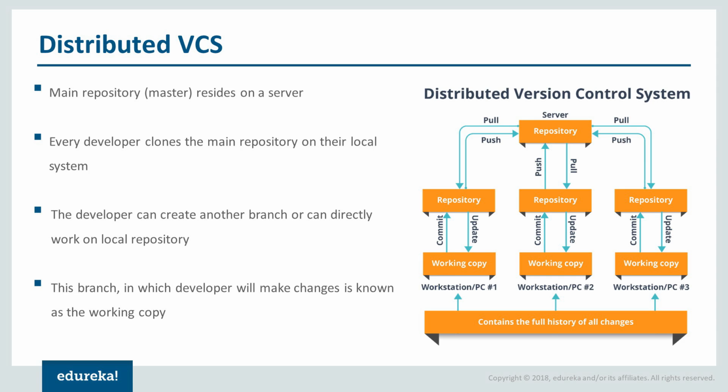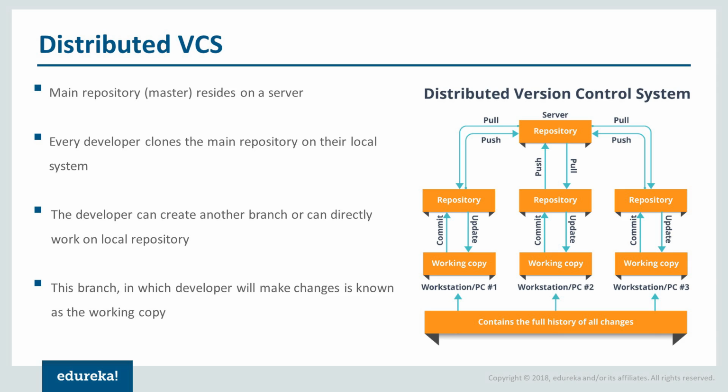Now let's move to the distributed VCS and understand how it works. These systems do not rely on a central server. Instead, each developer will clone a copy of the repository, which has the full history of the project on their own hard drive. Now this copy has all metadata of the original project, which is residing on a remote server. So each developer clones the main repository to their local system, and can create another branch or can directly work on the local repository. I have been using the term branch again and again, but we will explain it in more detail when we move ahead, what a branch means and what advantages it provides us.